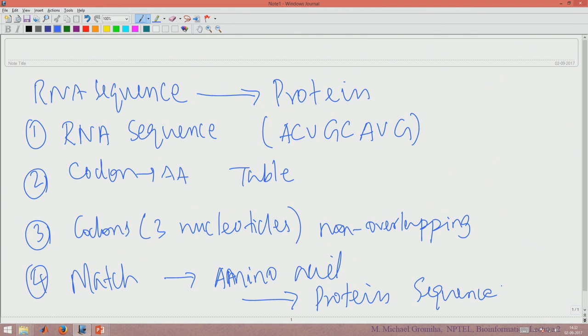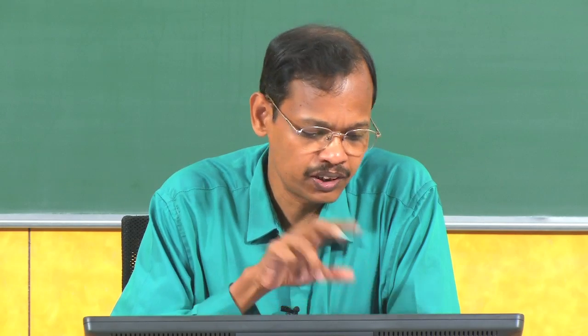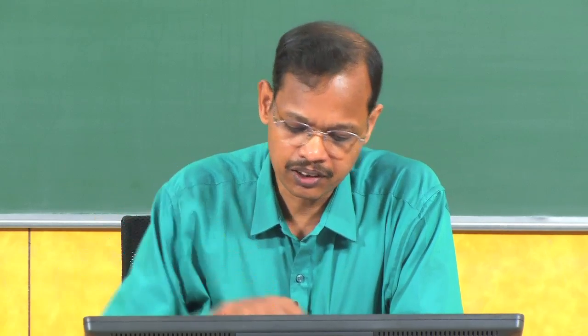So, you get the RNA sequence, read the RNA sequence and get the codon to amino acid conversion table. You have to cut the RNA sequence into pieces of 3 nucleotides, for each codon, mainly non-overlapping ones. Then you map the codons to the amino acids in the table, and you do this till the end and you get the protein sequence.